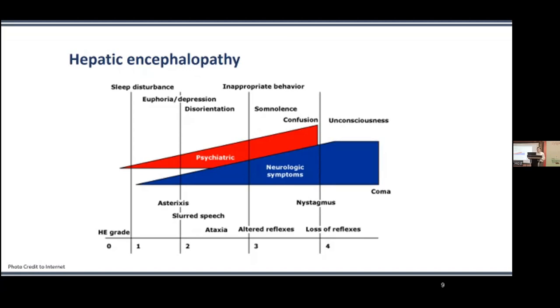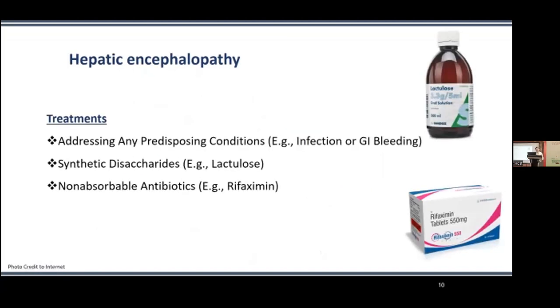Then we can grade hepatic encephalopathy according to the West Haven criteria, ranging from grade 0 to 4. For treatment of hepatic encephalopathy, we need to address any predisposing conditions, like reversible causes such as infection or GI bleeding. We can give synthetic disaccharides, for example lactulose, and non-absorbable antibiotics, such as rifaximin. These treatments are evidence-based and recommended by many societies.